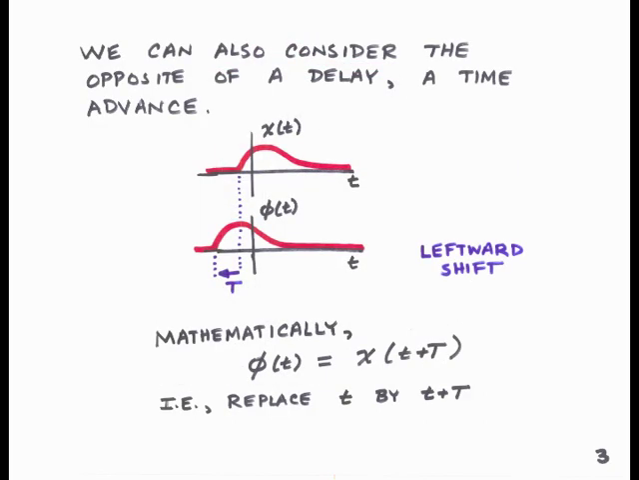Now I want you to note that both the time advance and the time delay, both kinds of time shifting, are in fact systems in the sense that we stated from the very beginning of the course. A system takes one signal and operates on it to produce another signal. So time advancing or time delaying are in fact systems.